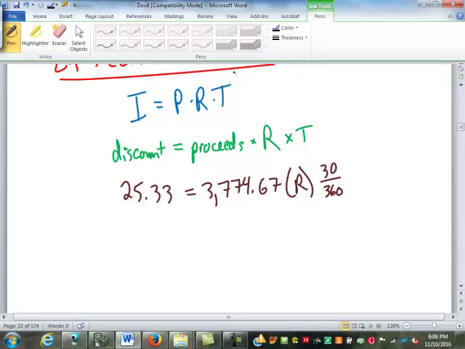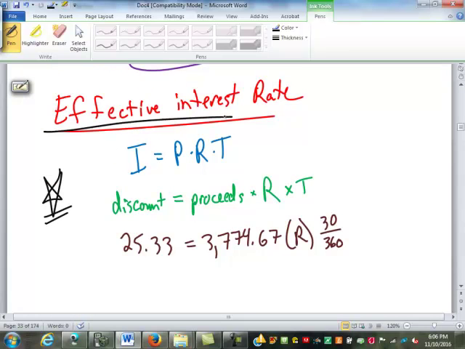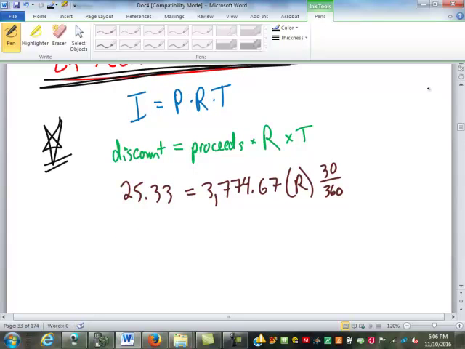Now I should note, this process for finding an effective rate is going to be used here for simple discount notes. It will be used again next week for compound interest, for future and present value compound interest for effective rates. So this is a very important formula. And all it is, is just an application of our simple interest formula.